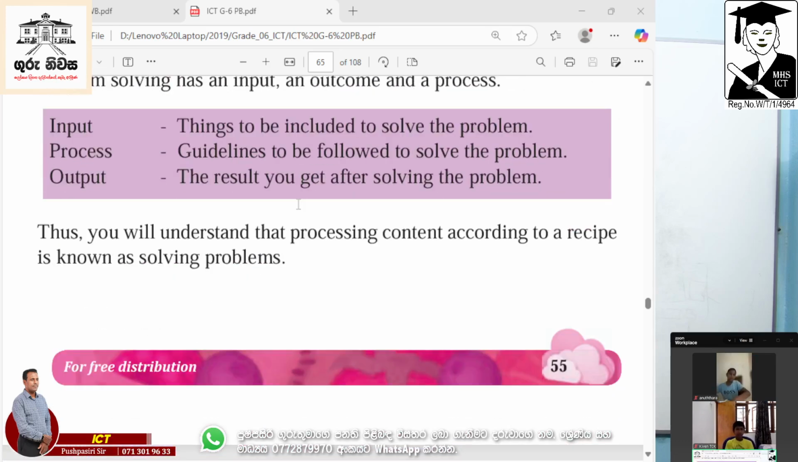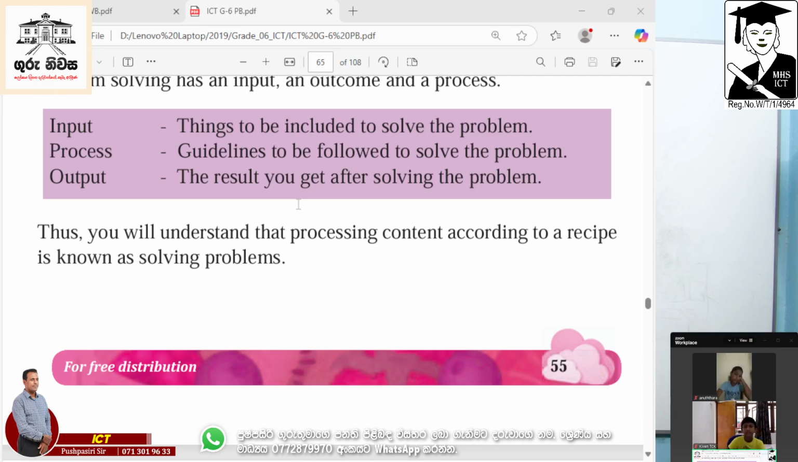Okay. Thus you will understand that processing content according to the receipt is known as solving a problem. Now you know what is content. So there is something that we have to solve. When you are going to solve it, there are things that we have to follow. All these things we have to follow are known as the content of that problem. ප්‍රශ්නෙට අන්තර්ගතය තමයි ඒවා. Right? So we have to understand what that problem is.